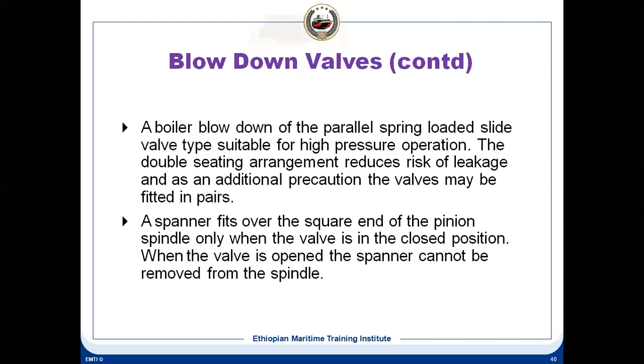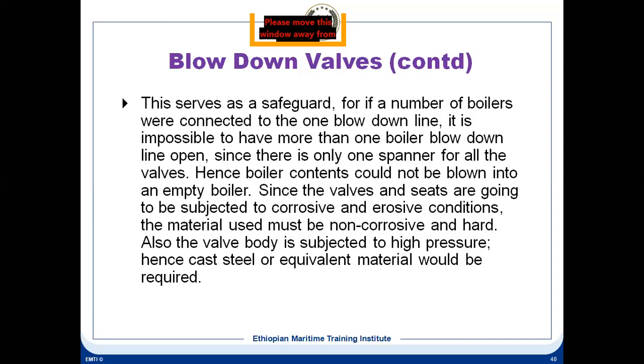And a spanner fits over the square end of the pinion. This practice may be there on some ships, may not be there on other ships. A spanner fits over the square end of the pinion spindle only when the valve is in closed position. When the valve is open, the spanner cannot be removed from the spindle. Basically, this is to serve as a safeguard, so that if you have got more than one boiler, you cannot blow down more than one boiler at the same time.